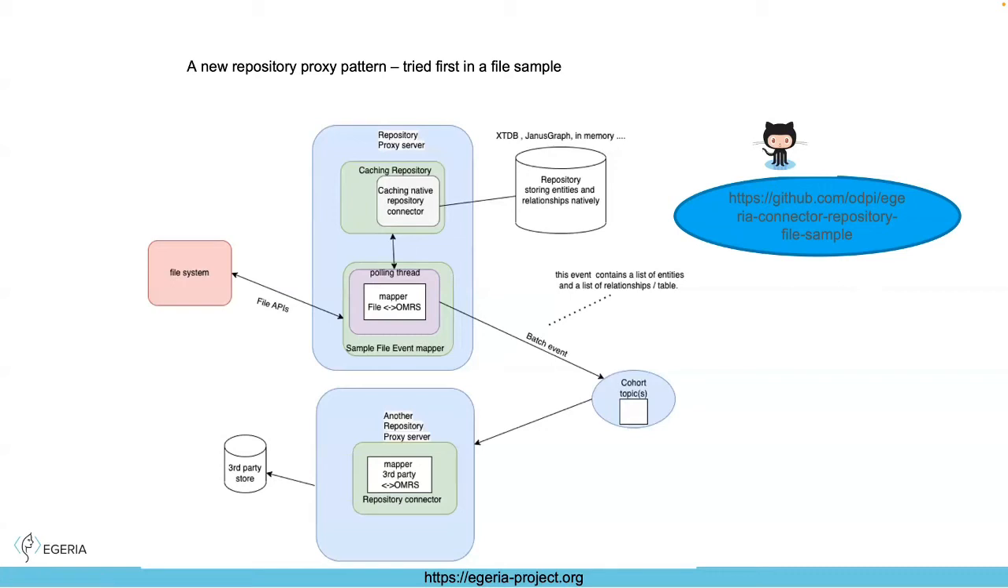So what is a caching repository? It's really a thin wrapper around a native repository. So we're talking about two different types of repositories here. We've got the native repository, which means that it stores its content in the Egeria format. It actually stores natively entities and relationships.